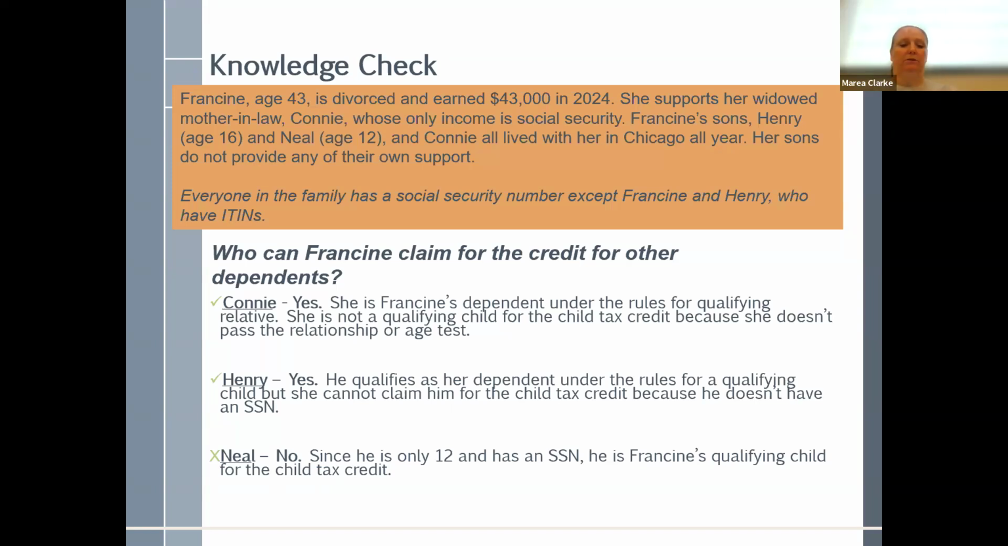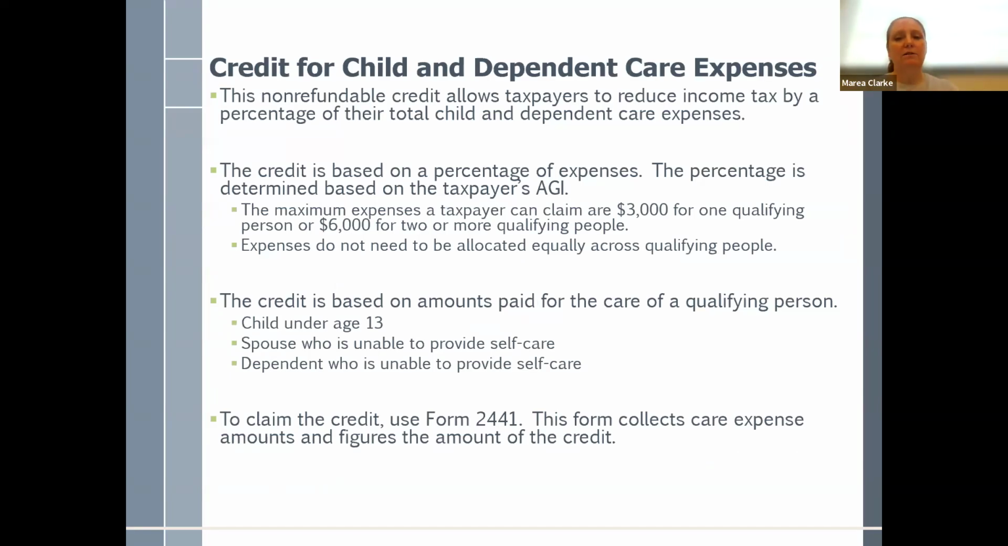All right. The next one is the credit for child and dependent care expenses. The idea behind this is if a taxpayer has children and they pay somebody to look after their children while they work or while they look for work, they can deduct that or count part of that money as a credit on their taxes. It's based on a percentage of the expenses that they pay, and that percentage is determined based on their adjusted gross income.